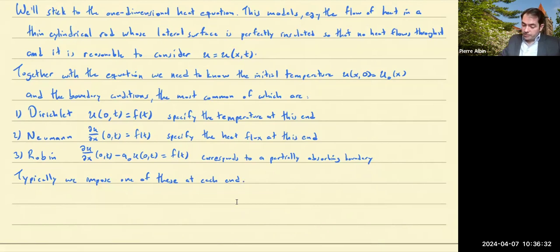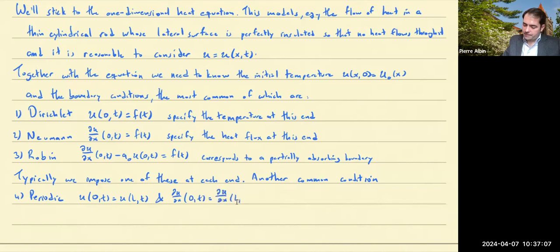But another common condition, I'll label it as number four, is periodic. So here instead, you would say that the value of the temperature at zero is the same as the value at L, and the value of the normal derivative, right, the derivative with respect to x, is the same at both endpoints.